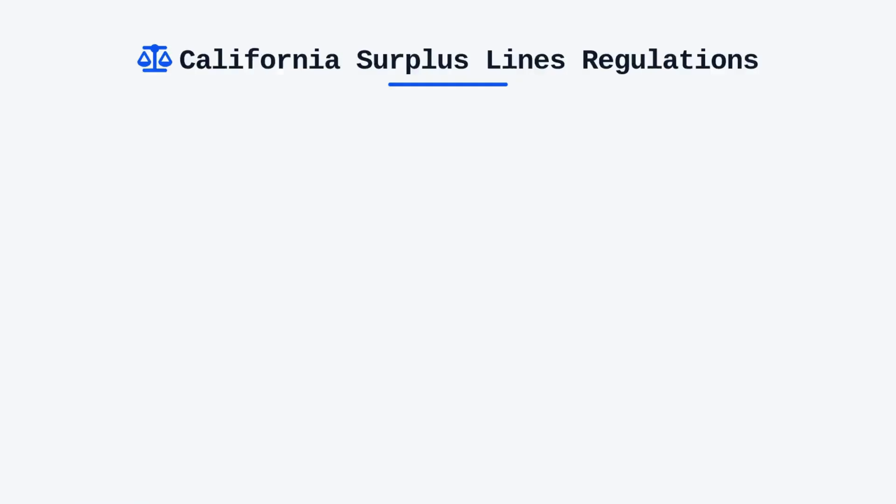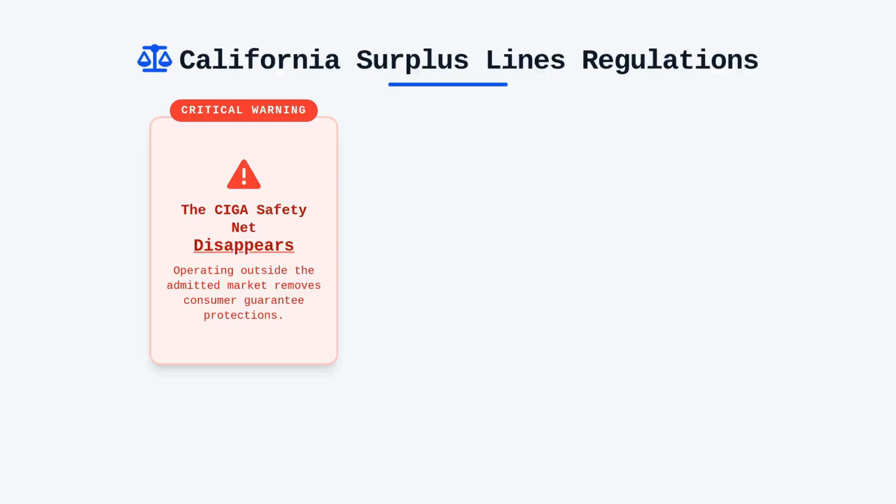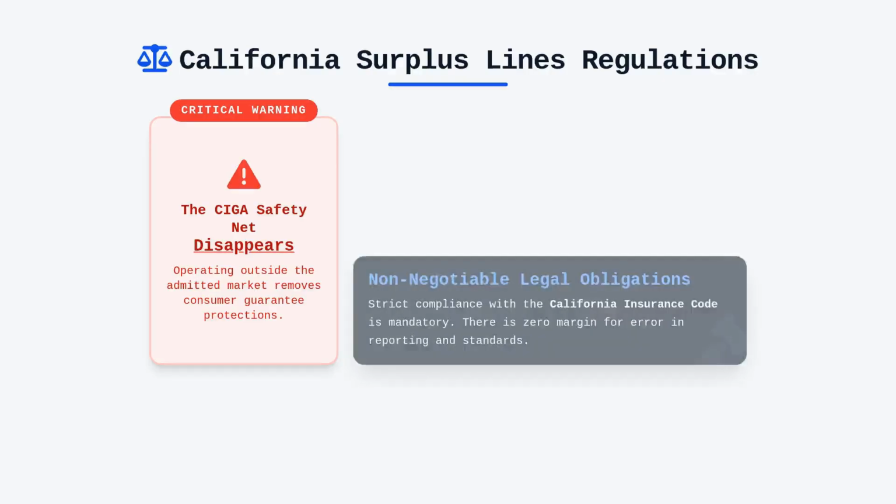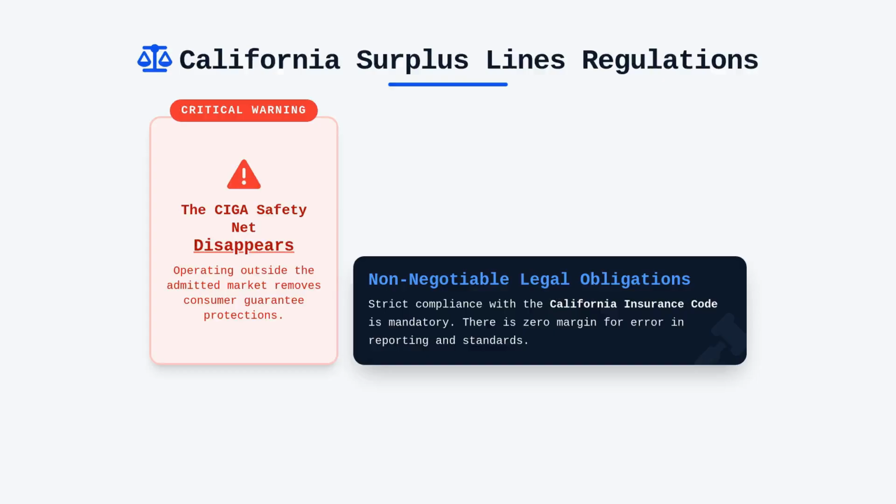Welcome back. Let's look closely at what it means to operate under the elevated regulatory standard of a surplus lines broker in California. When you step out of the admitted market, the safety net of the California Insurance Guarantee Association disappears, which is why the California Insurance Code imposes strict, non-negotiable legal obligations on you.